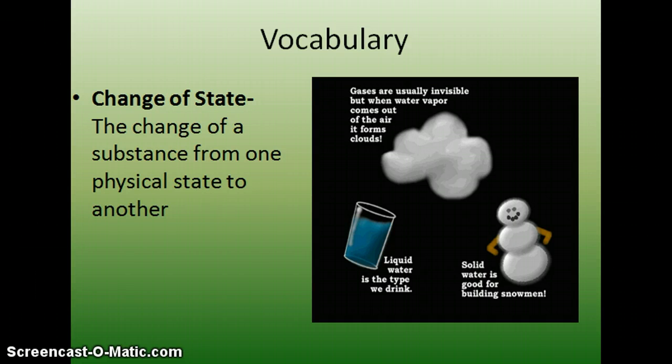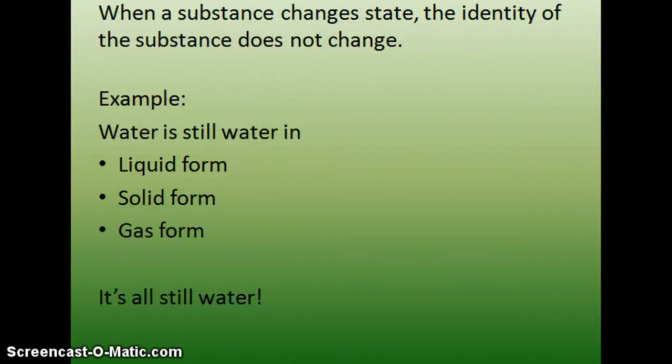A change of state is a change of a substance from one physical state to another. So our example here is the liquid form of water, a solid of water, and water vapor. So we have those three for visuals. When a substance changes state, the identity of the substance does not change. So the example is that water is still water, whether it's in liquid form, solid form, gas form. It's all still just water.